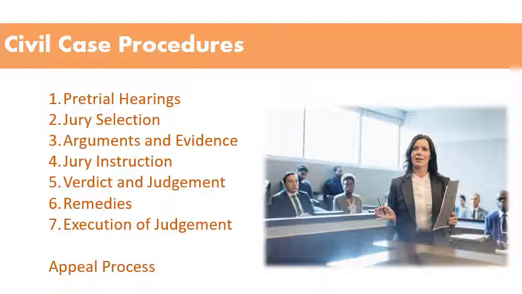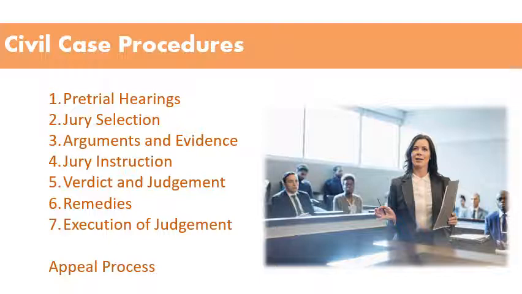The first is the pretrial hearing, second is the jury selection, third, arguments and evidence, fourth, jury instruction, fifth, verdict and judgment, 6, remedies, 7, execution of judgment. After these 7 steps, there is an appeal process.